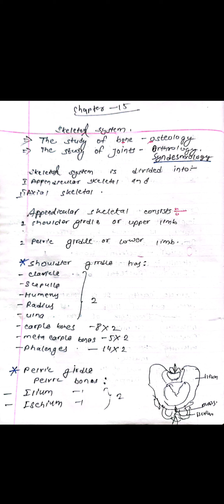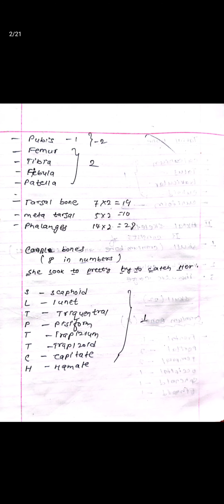The shoulder girdle has the clavicle, scapula, humerus, radius, ulna, carpal bones, metacarpal bones, and phalanges. The pelvic girdle has the pelvic bones: ilium, ischium, pubis, femur, tibia, fibula, patella, tarsal bones, metatarsals, and phalanges. Carpal bones are 8 in number.